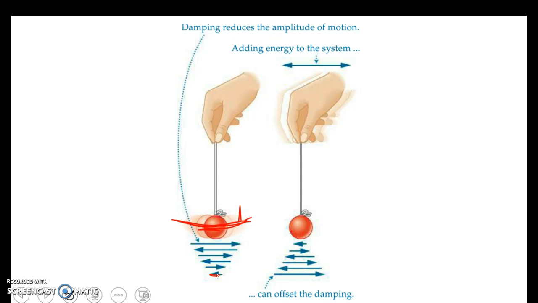The only way to offset damping is to add energy to the system. In this case, start moving it back and forth again, and then the amplitude will increase and we can get rid of the damping. But damping is just friction causing things to slow down.